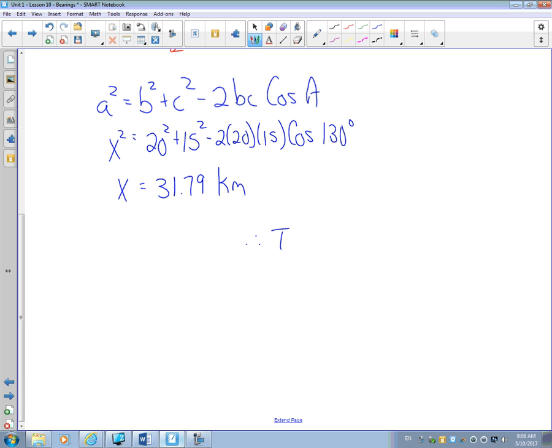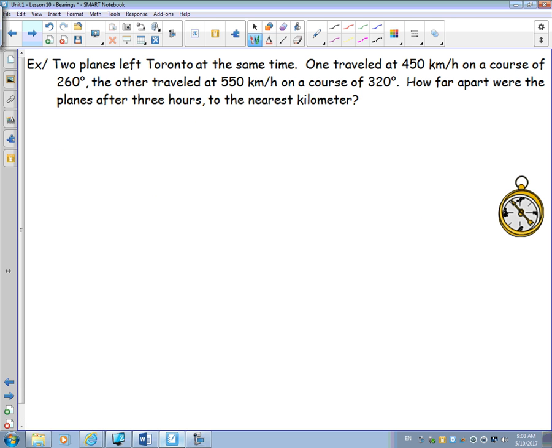So the boats are 32 kilometers apart. And as we've been talking about, I'd like to see the first line, and all I really need to see is the answer. We should be okay with square rooting by this point. All right, let's try the next one. You guys can try this one.